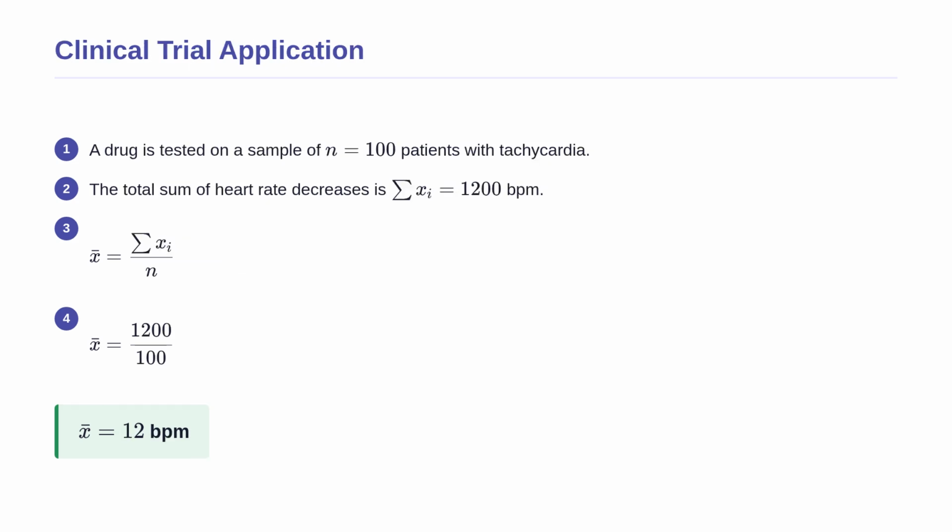Let us look at a more realistic clinical application. A pharmaceutical company tests a new heart rate drug on a sample of 100 patients. The problem tells us the total sum of all heart rate decreases is 1,200 beats per minute. We chose this formula because we need the average effect. We do not need to add up individual numbers here. We just plug the total sum directly into our numerator. We divide by the sample size of 100. The result is 12 beats per minute. The company will report this statistic to medical regulators, estimating that the drug will lower heart rates by about 12 beats per minute for the general population.